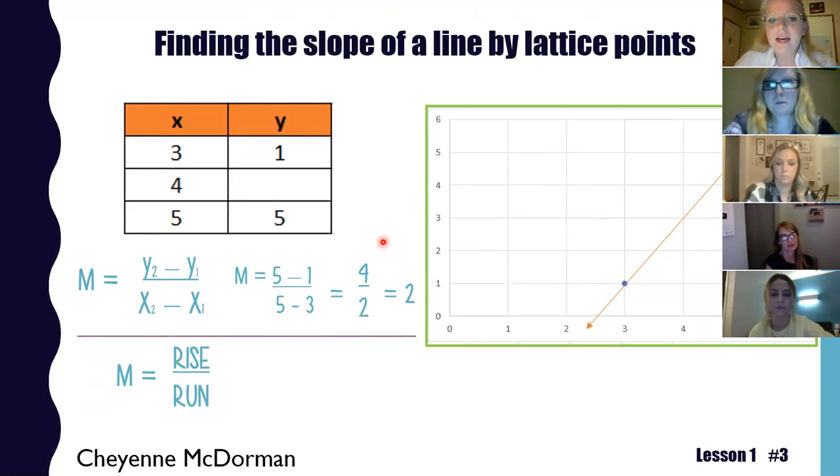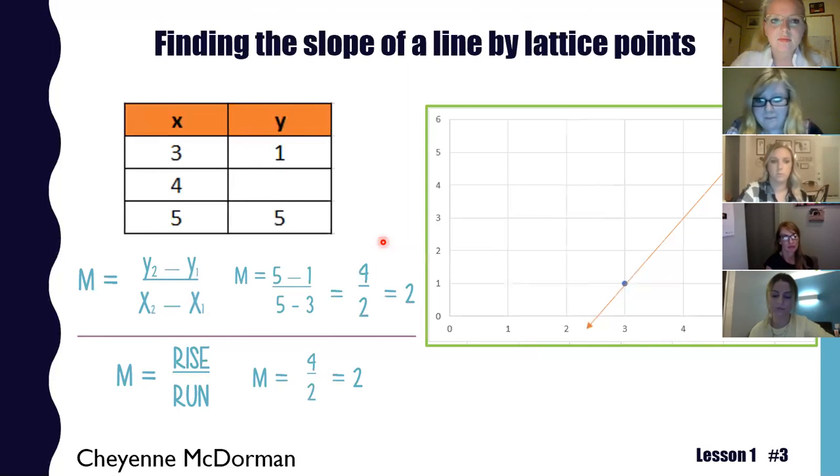So, Cheyenne, for this problem, you're just taking the x and y coordinates from the table and plugging them in? Yes, so y2 would be 1, and then y1, no, my bad, y2 would be 5, and y1 would be 1, and then x2 would be 3, or my bad, 5, and then x1 would be 3.